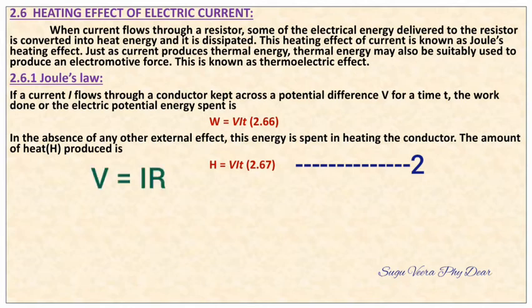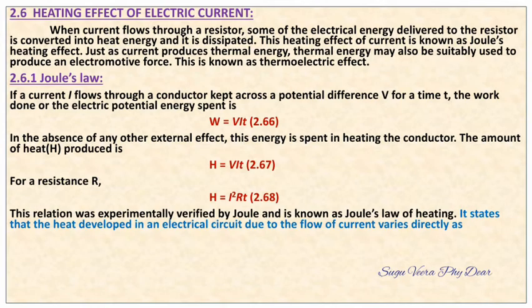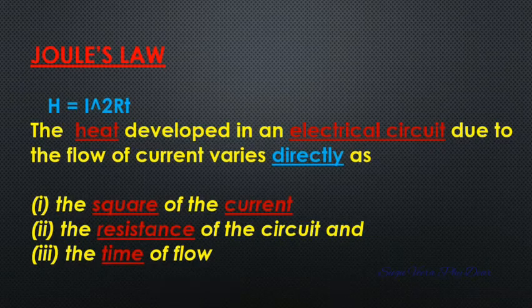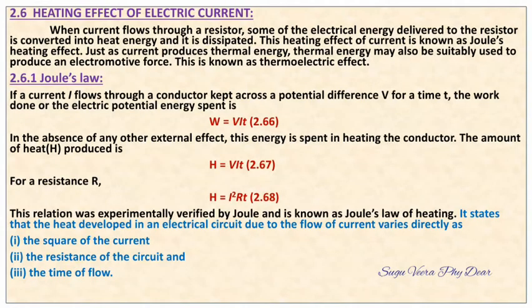Ohm's law equation: V equal to IR. Substituting this in equation number 2, H equal to I square RT, where R is resistance. This relation was experimentally verified by Joule and is known as Joule's law of heating. It states that the heat developed in an electric circuit due to the flow of current varies directly as the square of the current, the resistance of the circuit and the time of flow.